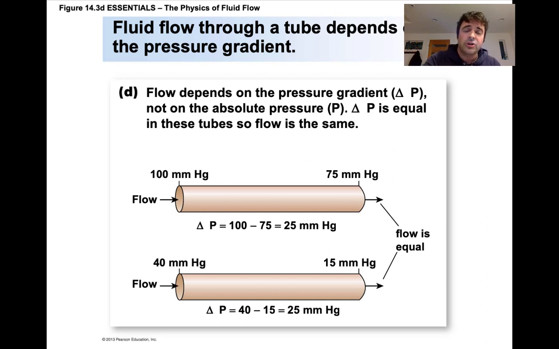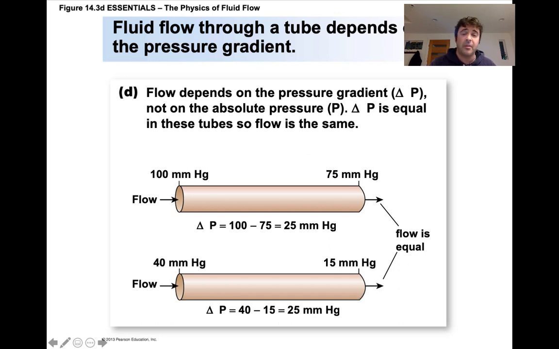Delta P here means change in pressure, and you need a delta P in order for fluid to move through the cardiovascular system. So if you look at this blood vessel right here, you look at this end and it's about 100 millimeters of mercury, this end and it's about 75 millimeters of mercury. The delta P here is you take one end, you subtract it from the other, and you get a total pressure of about 25 millimeters of mercury, right? That's the pressure promoting flow from point A to point B. Even though this network of blood vessels down here is a much lower pressure system, about 40 mmHg and 15 mmHg, the delta P is the same and therefore flow is going to be equal.